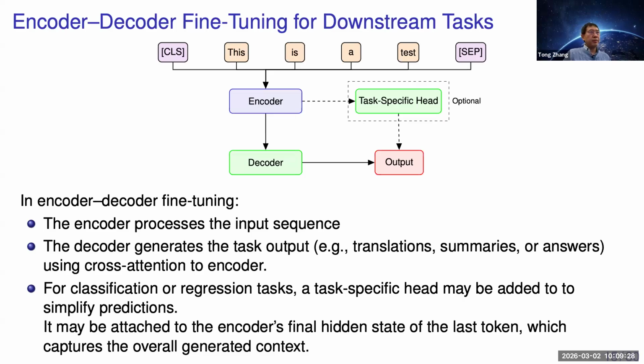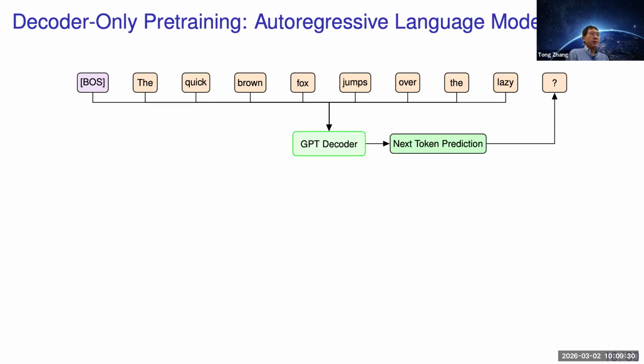Okay, so that's about it. Now let's talk about decoder-only models. Decoder-only is, of course, the mainstream nowadays. You want to predict the next token. It's a GPT decoder: next token prediction, and then you get that. The pre-training is pretty simple. This is the target, that's all. So there's no masked language model.